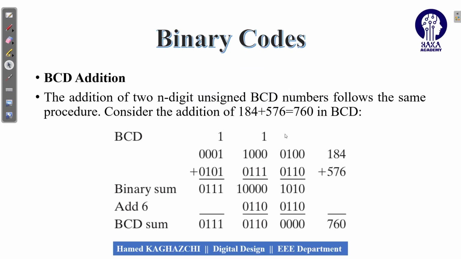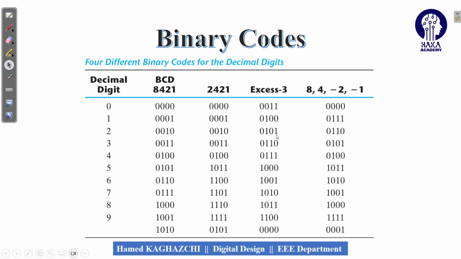Okay, let's continue. Now, we can say that we have different types of binary codes. One of them is the BCD that you can see here. The actual weighting of the BCD is 1, 2, 4, 8. Now we have another type of code which is called 1, 2, 4, 2. You can make the numbers from 0 up to 9 using these weights.